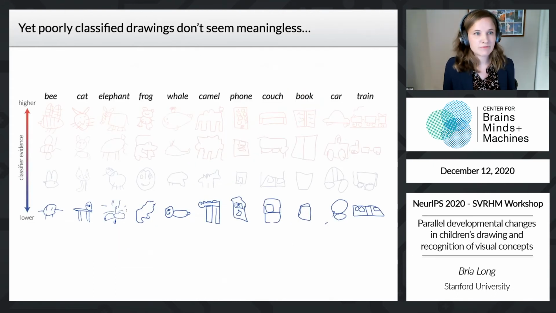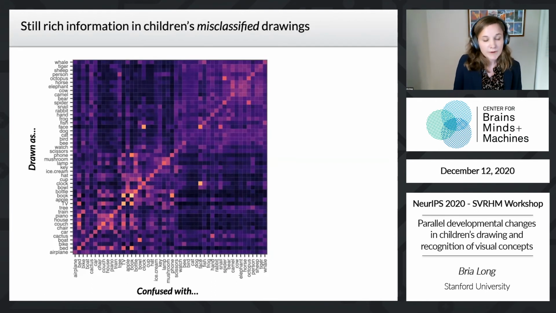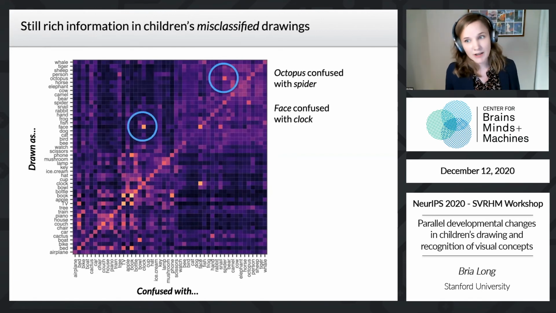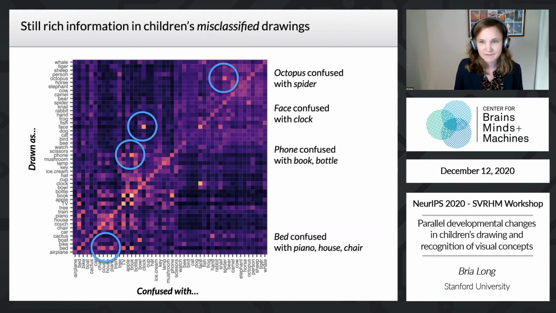However, when we look back at these relatively poorly classified drawings, those that have low classifier evidence, they don't seem meaningless at all. There's still some structure that we can see in these drawings. And in fact, we found this to be true empirically as well. So here, the category that was drawn is on the y-axis, and I'm showing the classifier probabilities for all the categories in the data set on the x-axis, where lighter values indicate greater confusions. And there seem to be some relatively systematic model confusions here. For example, octopus is often confused with spider, face is often confused with clock, phones are confused with book and bottle, beds are confused with piano, house, and chair.